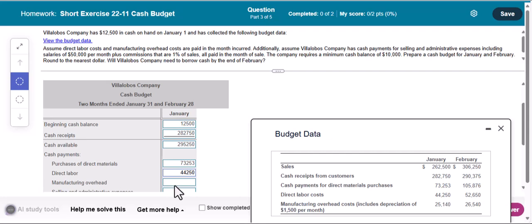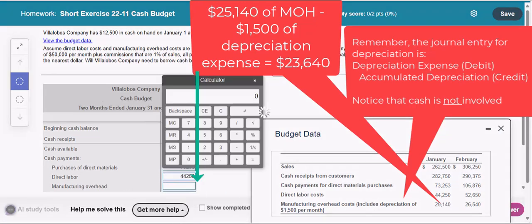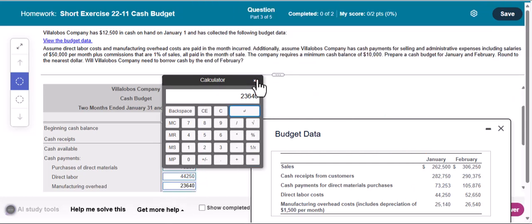So this is where it gets, again, a little bit tricky. We do have to back out this $1,500 of depreciation. So again, we're going to take what they gave us here in the budget data, this $25,140, and subtract out $1,500 of depreciation, because again, no cash is involved there. So that is going to give us $25,140, and we're going to subtract $1,500, and that is going to give us $23,640 for manufacturing overhead where cash was involved.